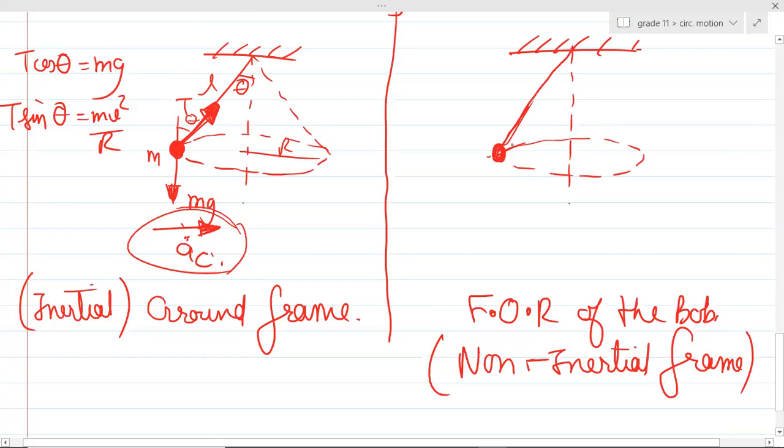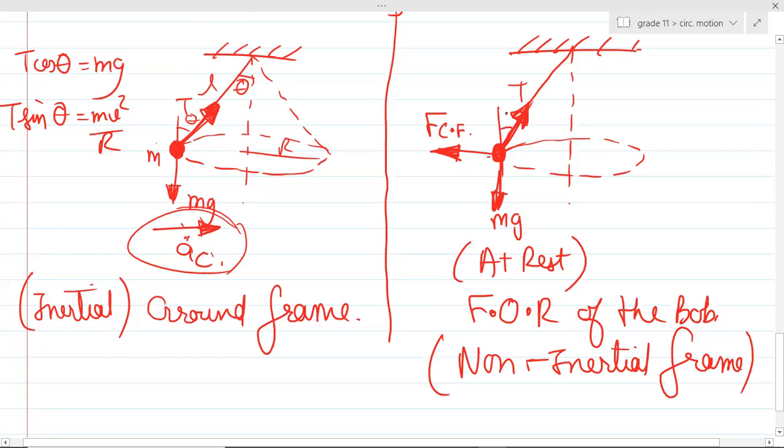At any one particular instant, the bob will feel that there is this tension. The bob will feel there is this mg. But will the bob feel any acceleration? Because when we talk about the frame of reference of the bob, now the bob is at rest, right? But when you do that, it experiences a force in the outward direction, which is basically your centrifugal. And what will be the centrifugal force? It will be equal to mv square by r.